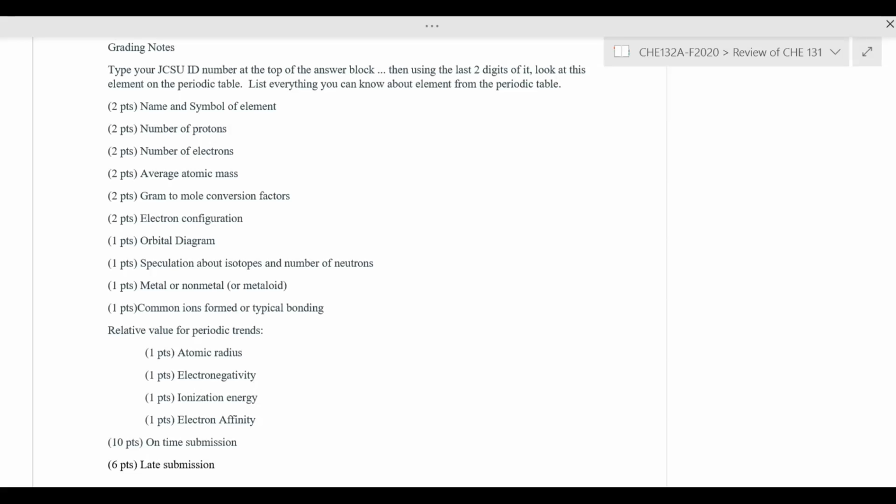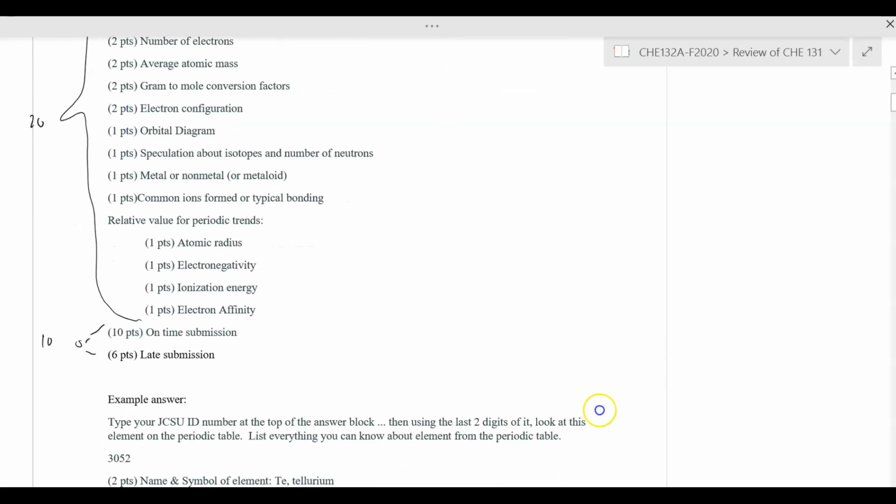Then 10 points of the 30 points in the quiz were given for on-time submission. If you didn't submit it on time, I gave you 6 of those 10 points. So that's out of 10 points for timing, 20 points for content, and the quiz itself is out of 30. I copied this list over into your comments and put the grade in front of each item. If you got the name and symbol right, I would say 2 points, for example, in front of that, so you can tell where you got and where you lost your points.